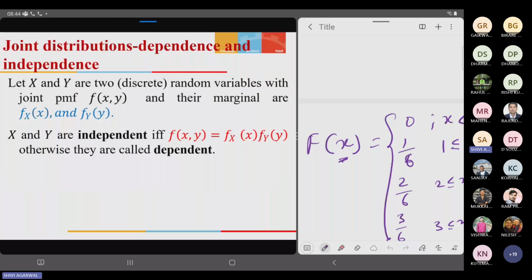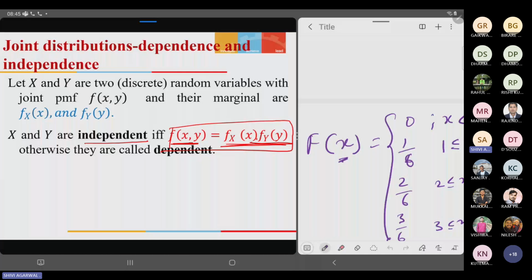Okay, now there are two random variables, so we can check whether they are dependent or not. We are using fxy, the joint density distribution, equal to the product of the marginal density functions. Then they are called independent, otherwise they are dependent.